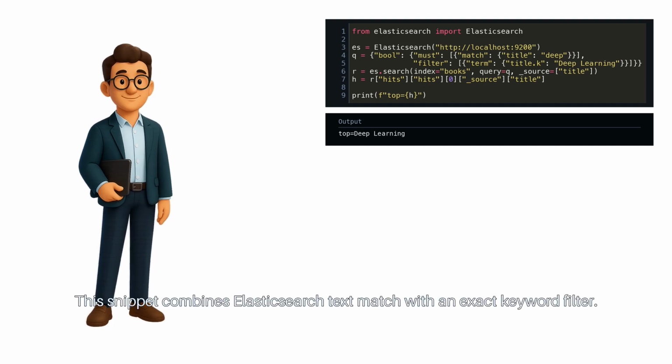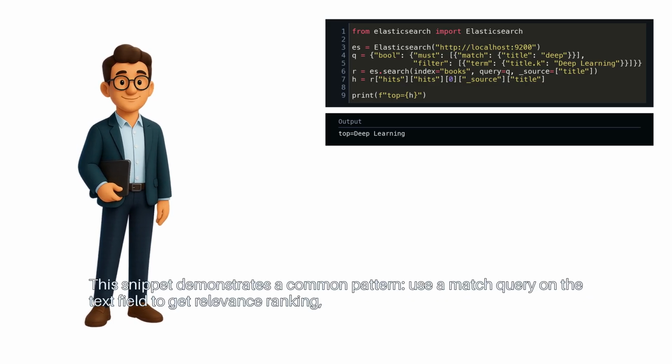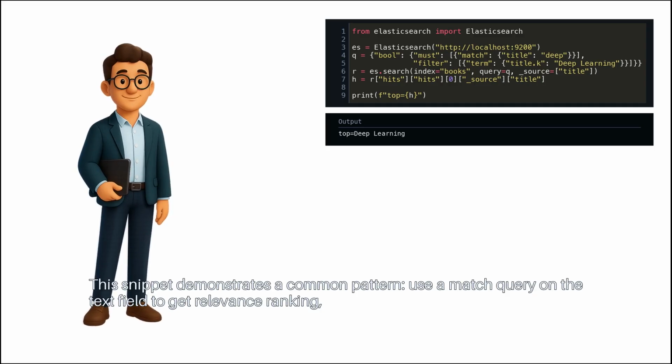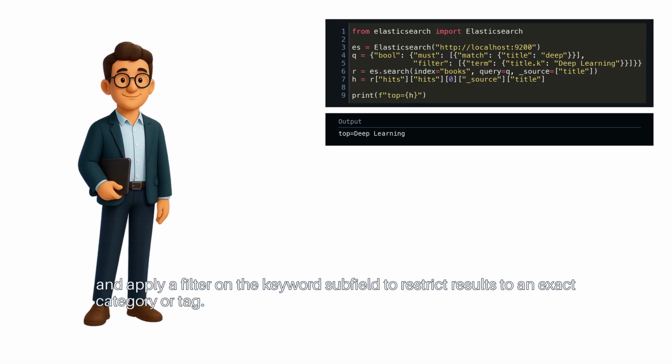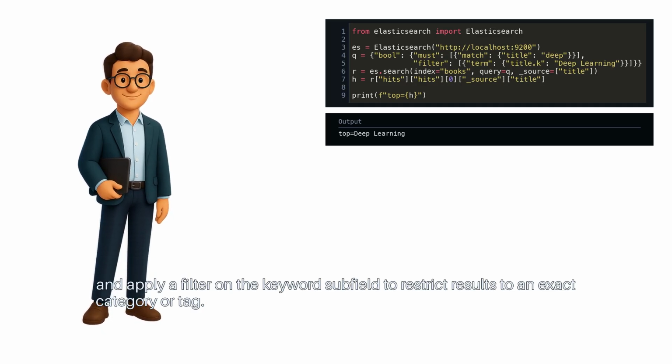This snippet combines Elasticsearch text match with an exact keyword filter. This snippet demonstrates a common pattern. Use a match query on the text field to get relevance ranking, and apply a filter on the keyword subfield to restrict results to an exact category or tag.